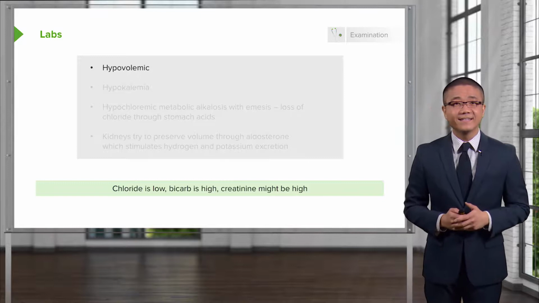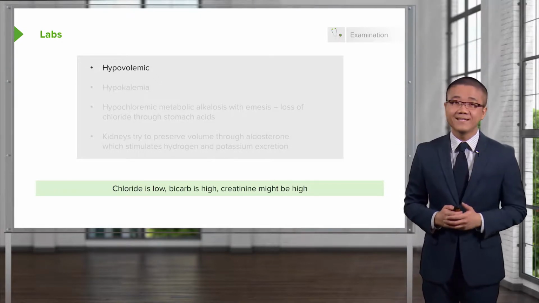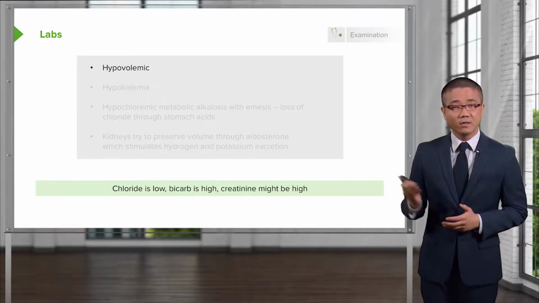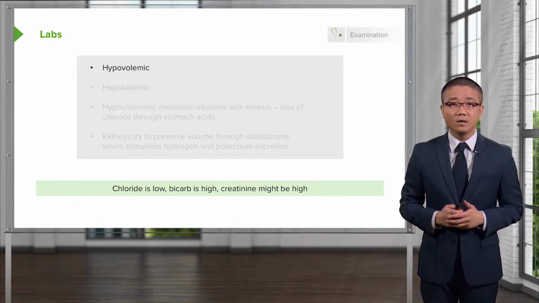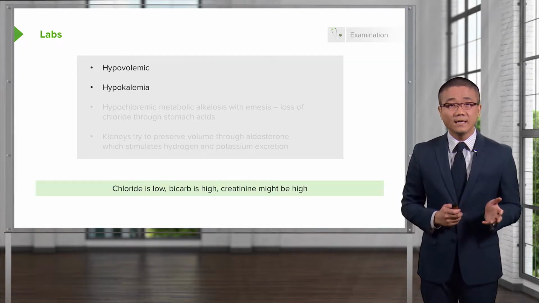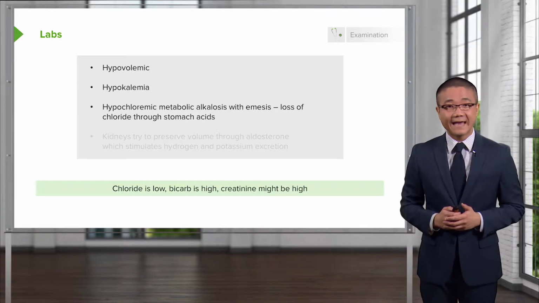It's classic findings of nausea and vomiting in a patient, particularly one where you have placed a nasogastric tube. They're hypovolemic because of large volume emesis and inability to tolerate PO. Hypokalemia, loss of potassium through emesis. Hypochloremic metabolic alkalosis with emesis due to the significant loss of chloride through stomach acids.